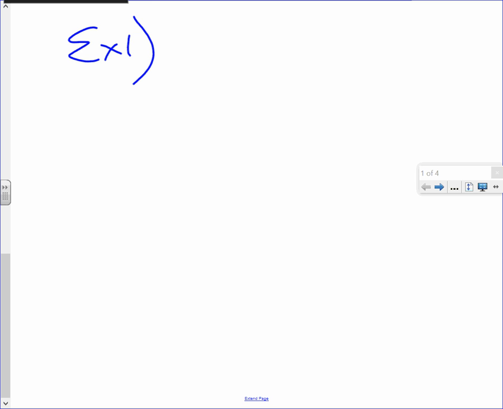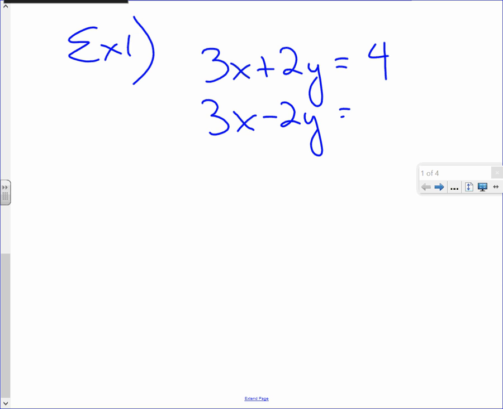3x plus 2y, I'm going to throw a system at you. 3x plus 2y equals 4. There's one equation of the system. Look at the second equation now. 3x minus 2y equals, watch this, negative 4.